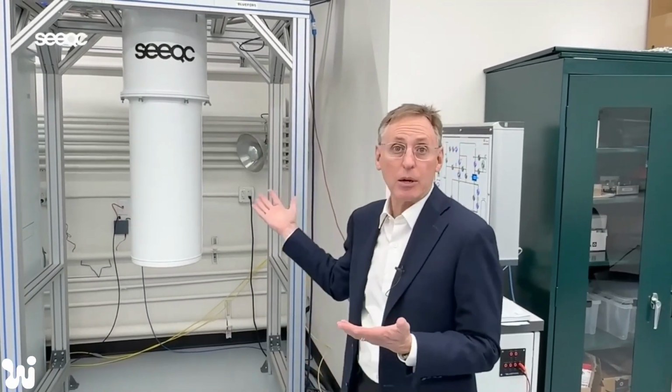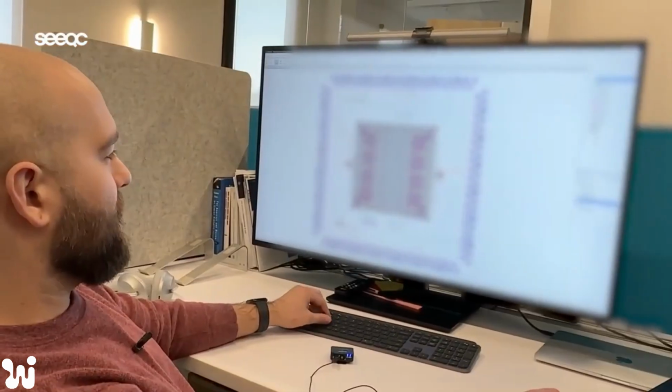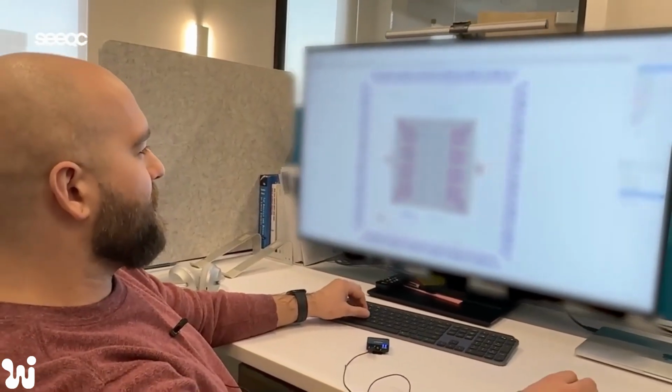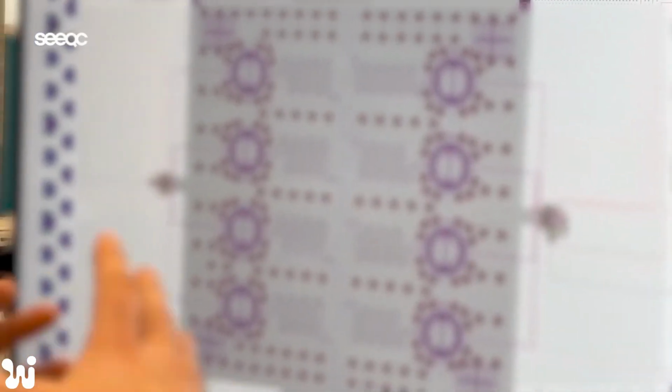Today we're going to walk around and see how we design chips, how we manufacture them, how we test them, how we integrate them, and in fact how we integrate them into a full quantum computer that we're seeing right here. As you can see, the chip design itself essentially comes down to a CAD drawing, what looks like a piece of artwork where it's just shapes, and these shapes all represent metals or other films that end up being deposited onto a substrate.